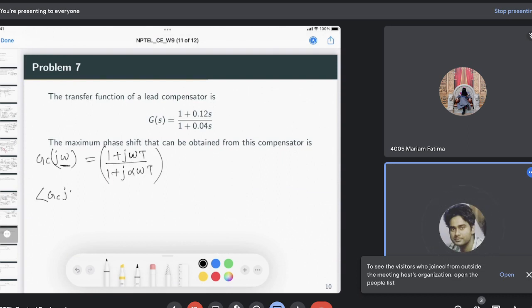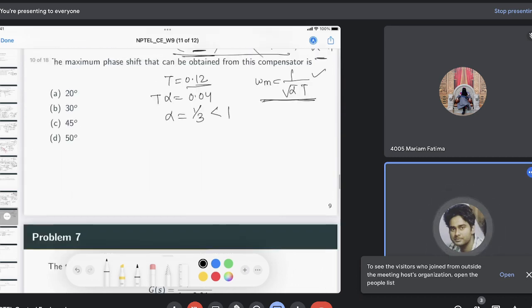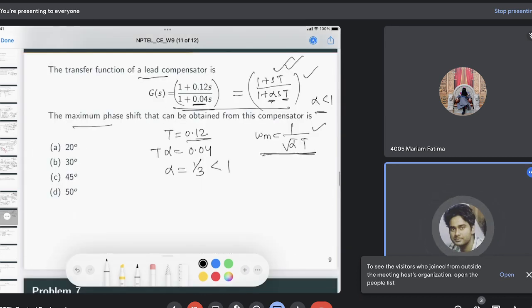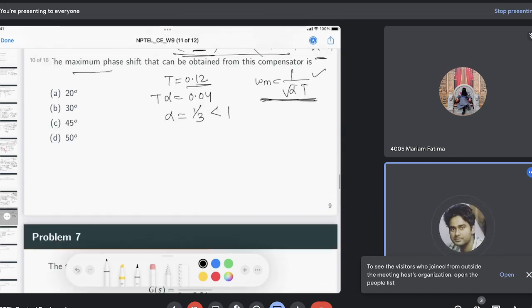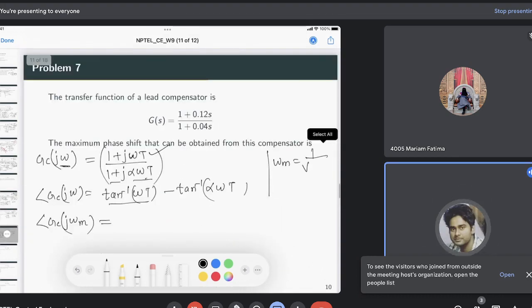So this is tan inverse of omega T minus tan inverse of alpha omega T. So again this is imaginary by real part. For this zero this is positive, for this pole this is negative contribution, and this frequency at which this maximum phase shift occurs is this frequency, right? So we will compute the angle contribution at this j omega m, and this omega m is just 1 by square root of alpha T.